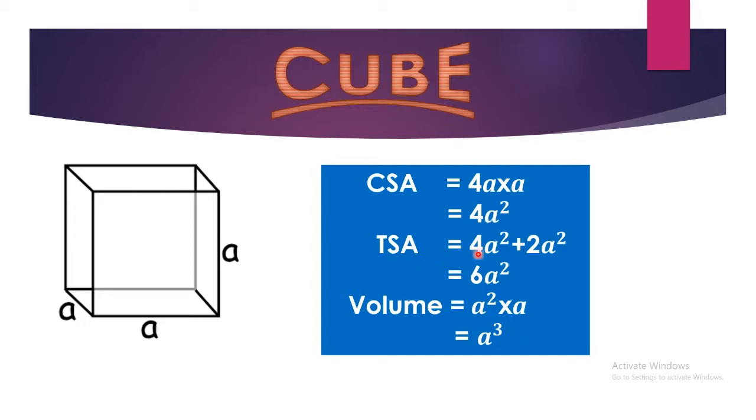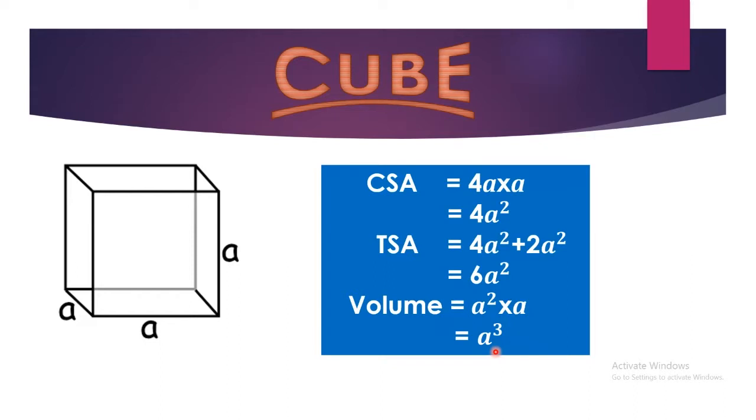TSA is equal to CSA plus area of top and bottom. Top and bottom are square shaped, so we know that the area will be A square. Since two parts, it is 2 into A square. So the total surface area is 4A square plus 2A square, which is 6A square. Next, volume. Volume is base area, that is A square, into height A. So it's A cube.